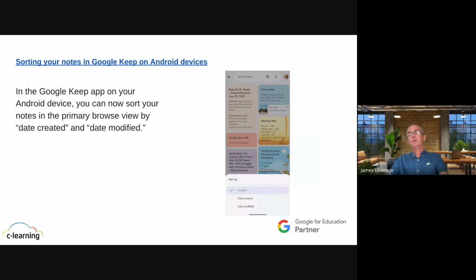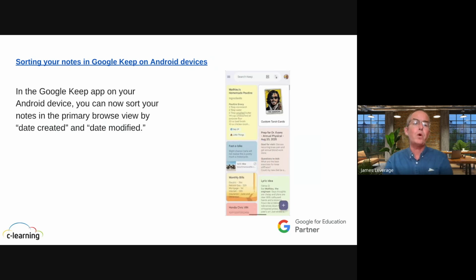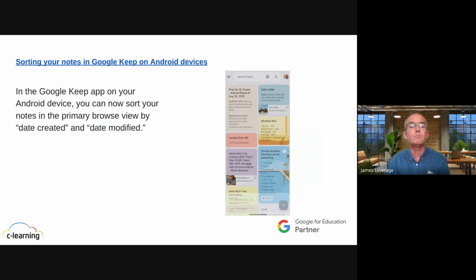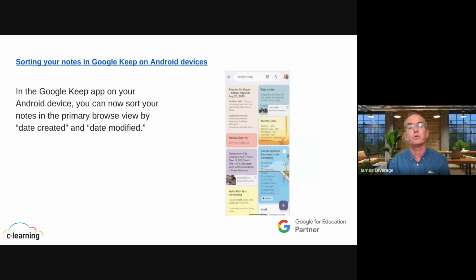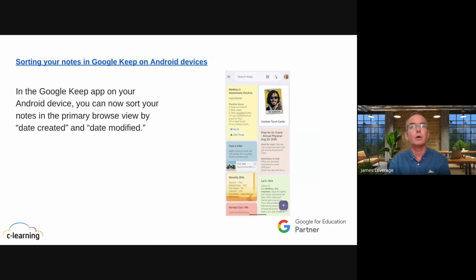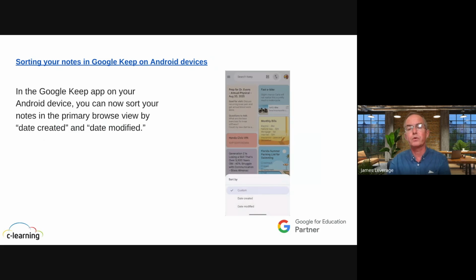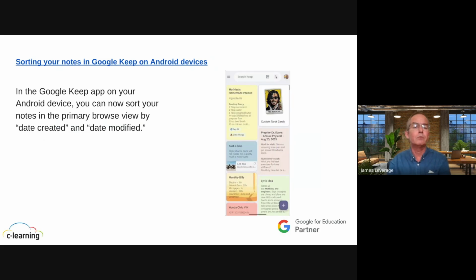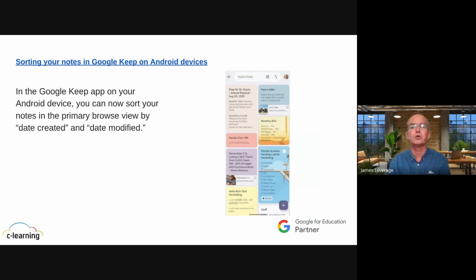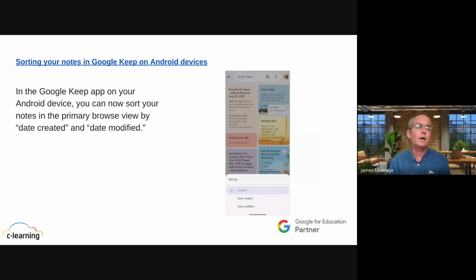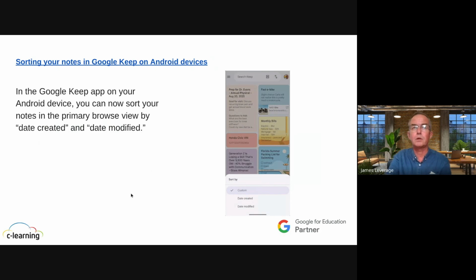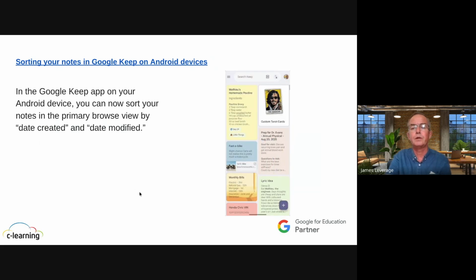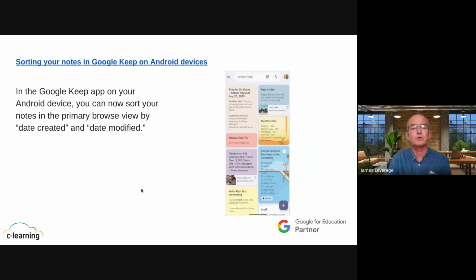So this is if you're using Keep on your Android phone. This is now just a smarter way of sorting out the notes that you have within your Google Keep, so that you can browse them in a different way. Say I'm looking for something I put on Google Keep and I know it was last week. Well, now you can search for it by the date created, and then you'll be able to find it more easily. Or if you changed a Google Keep note a couple of weeks ago and you want to see which one it was, you'll be able to do that. So it's just an easier way of searching.